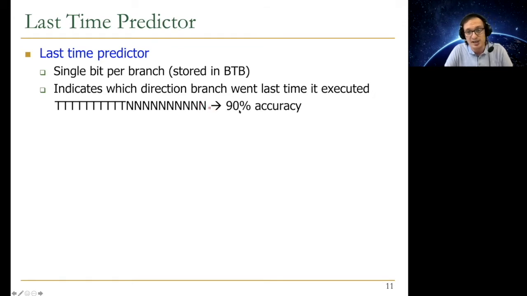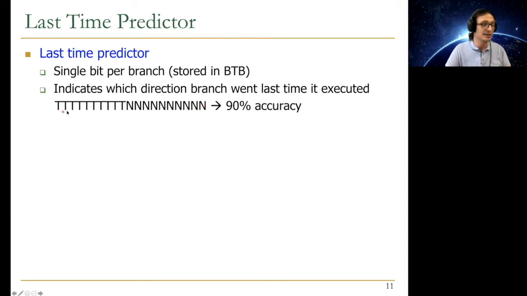Let's say you execute other stuff, and then you go back to the branch later on in the program because you're looping, let's say. Then when you start the loop, the branch is taken again, but you will predict it as not taken because the last time the branch was executed, it was not taken, as you can see over here. As a result, you will make a mistake. So you will make a mistake whenever the branch switches direction compared to the last time it was executed.